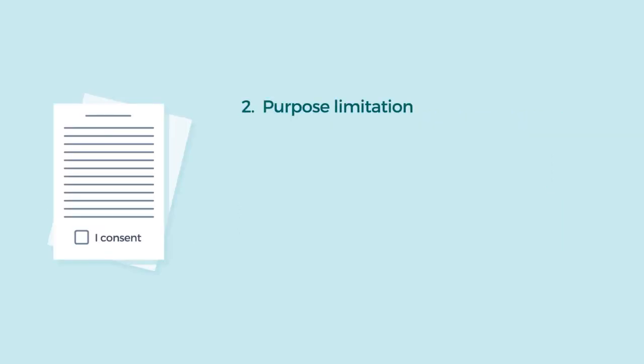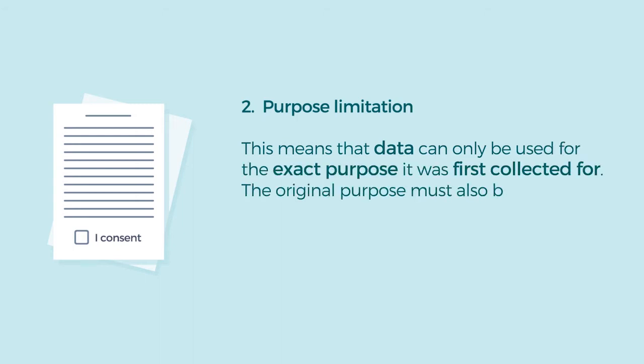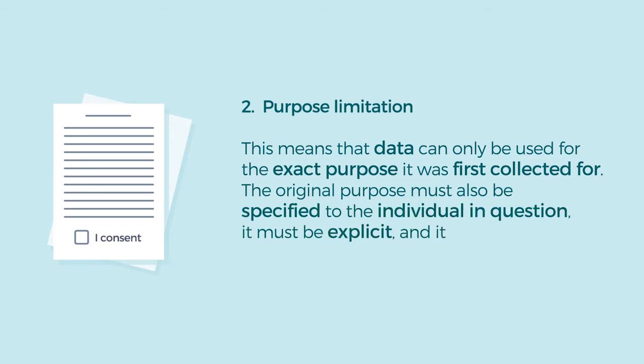2. Purpose limitation. This means that data can only be used for the exact purpose it was collected for. The original purpose must also be specified to the individual in question. It must be explicit, and it must be legitimate.